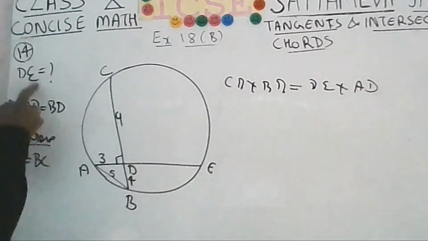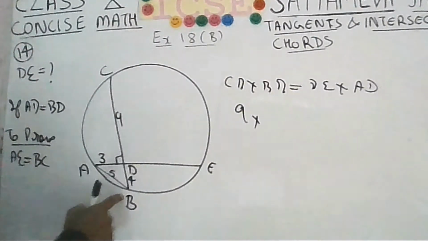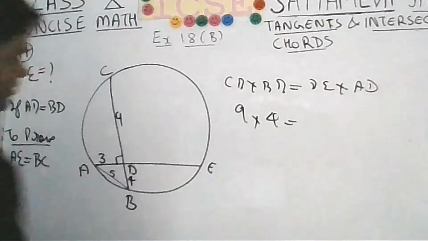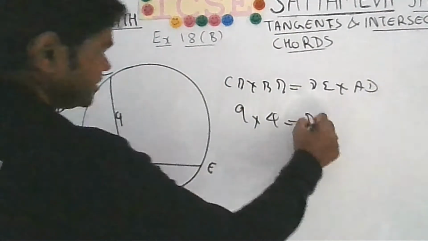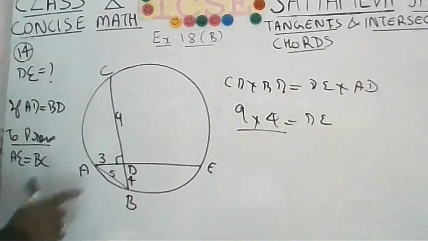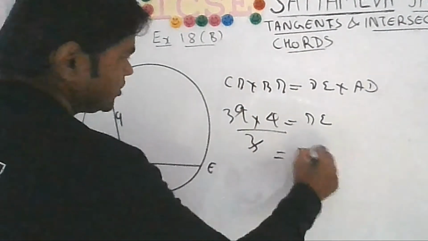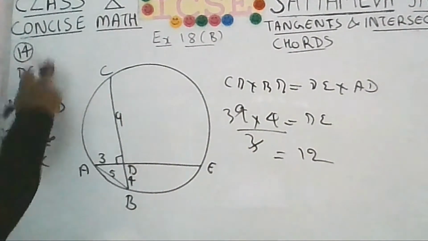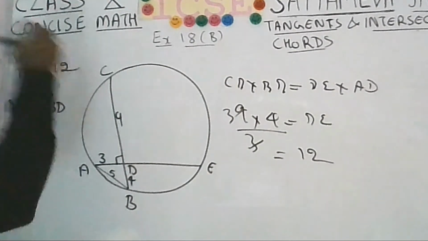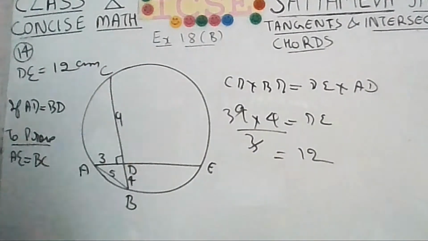DE we have to find. So CD value is 9. What is BD? BD is 4. This will be equal to DE. DE we have to find. And AD, if you transfer from right to left, if you divide by AD, AD is 3. So 3 times DE will be equal to 12. So for the first part, the answer will be 12 centimeter. 12 units, 12 centimeter I am writing.